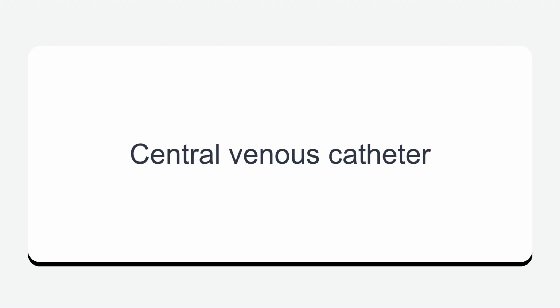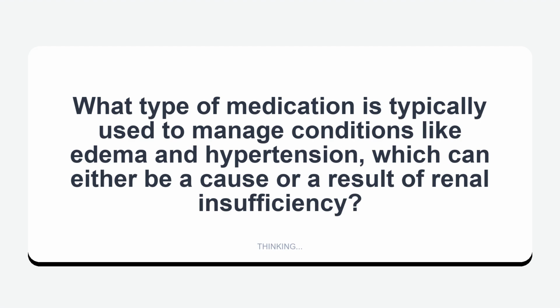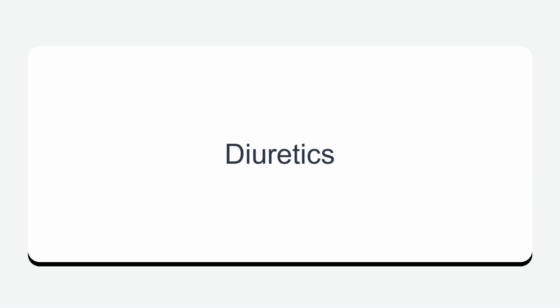What type of medication is typically used to manage conditions like edema and hypertension, which can either be a cause or a result of renal insufficiency? Diuretics.